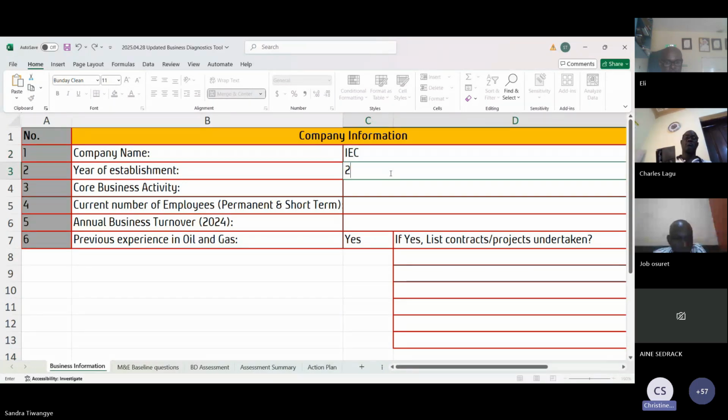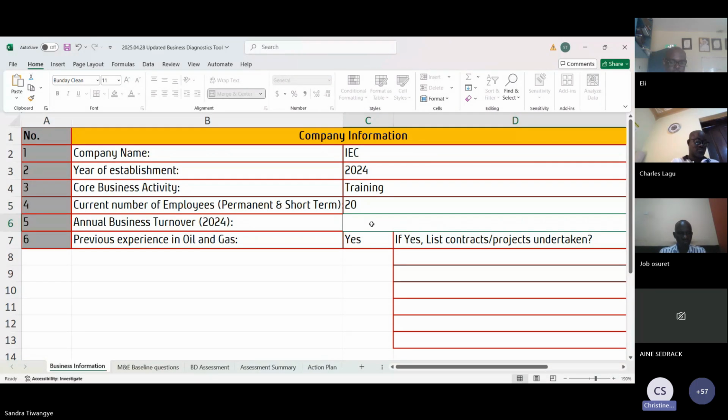I hope we can work together with you over there. Then you can also fill out what's your core business activity. Remember, we said if you have more than 3 core activities, please do fill that out in order of priority. And then what is the current number of employees, both permanent and short term?